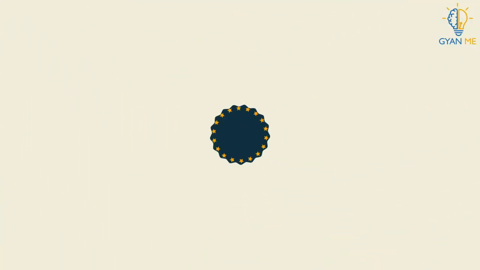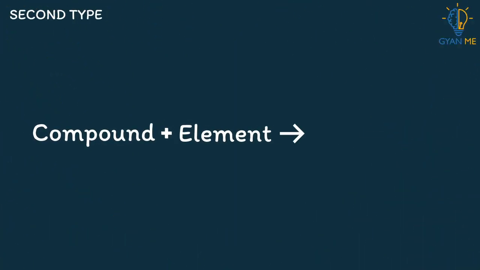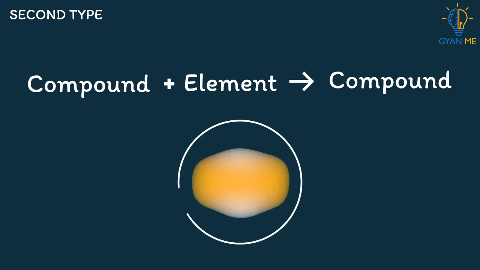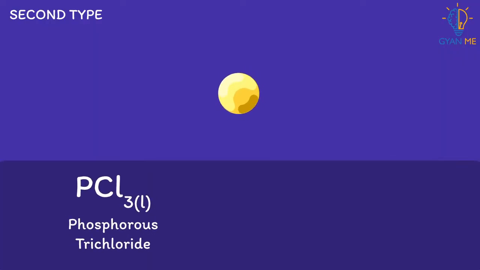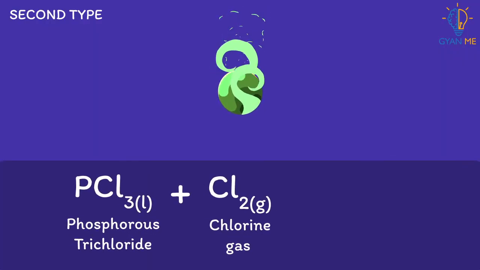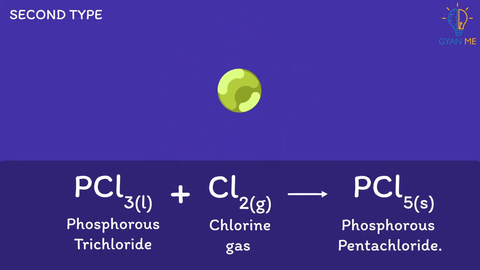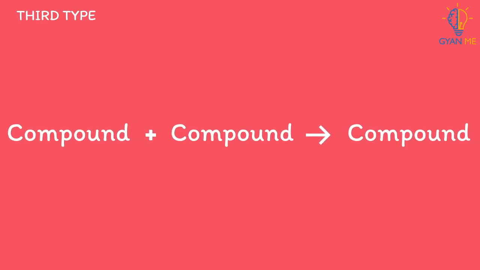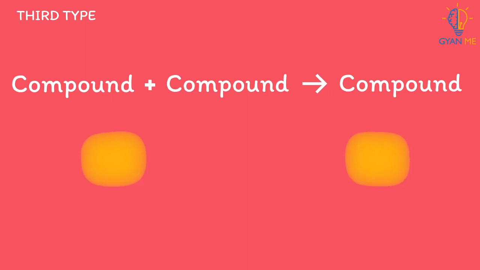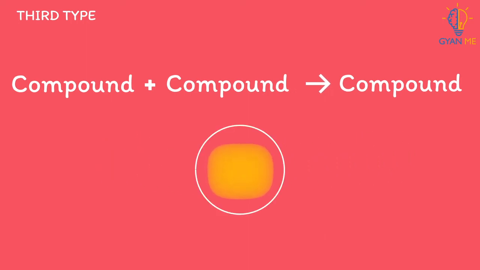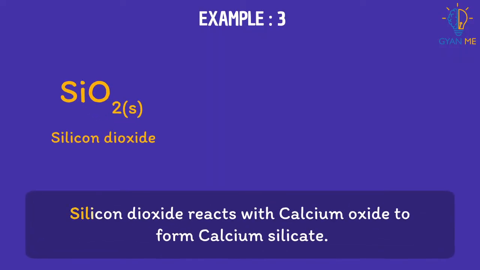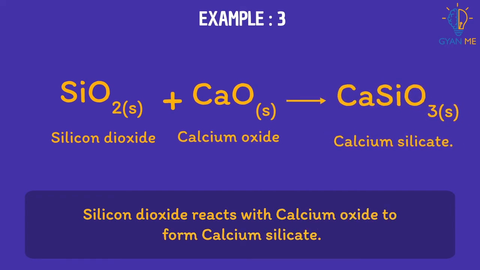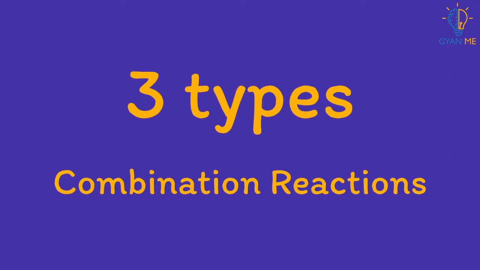Let's see the second type of combination reaction: compound plus element gives compound. In this case, a compound reacts with an element to form a new compound. For instance, phosphorus trichloride reacts with chlorine gas and forms phosphorus pentachloride. Let's see the third type of combination reaction: compound plus compound gives compound. It is a reaction between two compounds to form a new compound. Let's see an example. Silicon dioxide reacts with calcium oxide to form calcium silicate. So these are the three types of combination reactions.